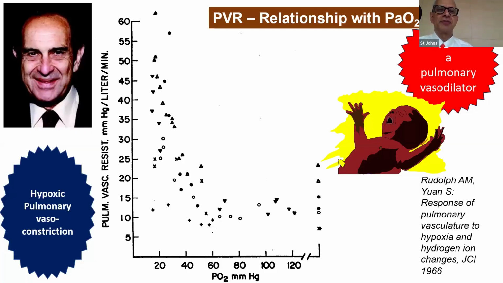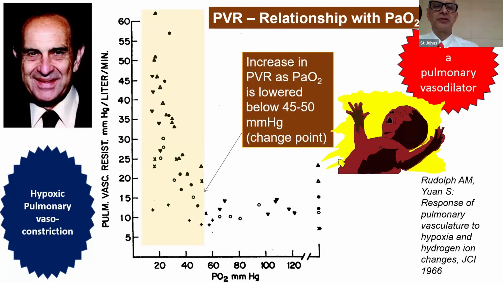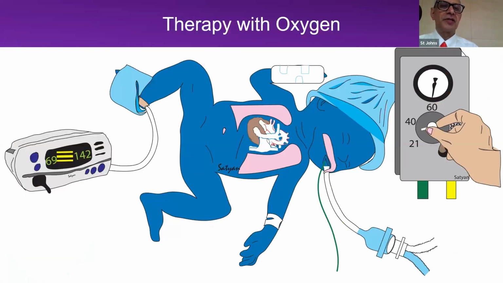So what he did was he did a simple study using 9 calves where he reduced the FiO2 and showed that if you take the PaO2 below 45 to 50 millimeters of mercury, you see a huge increase in pulmonary vascular resistance. And that was his contribution to pulmonary hemodynamics. So it's very clear that giving appropriate oxygen is a very powerful pulmonary vasodilator. So anytime you go to the bedside and you see a baby who is hypoxic, having low sats, you turn the dial up on the FiO2 and the baby turns pink.